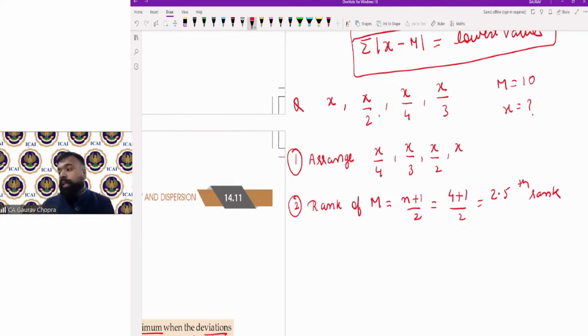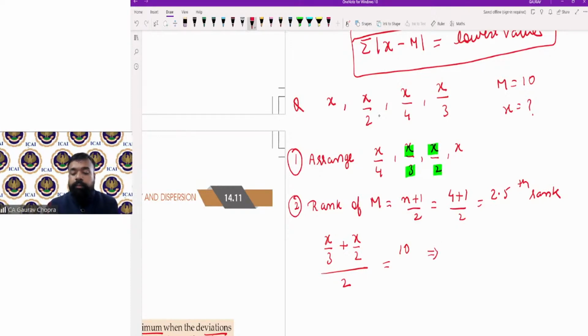Rank is 2.5. That means it will lie between second and third. Second and third. Now, which is the second rank? X by 3. Third rank, x by 2. So, median will lie between these two. So, we can write (x by 3 plus x by 2) divided by 2 because we have to take simple average. So, जब भी rank decimal में है, you have to take the simple average of number and this is equal to the median, which is 10.